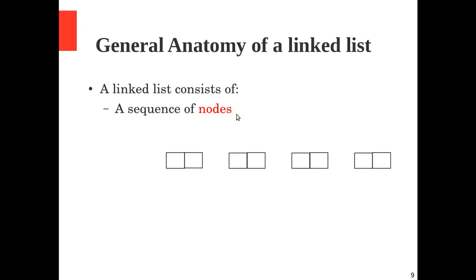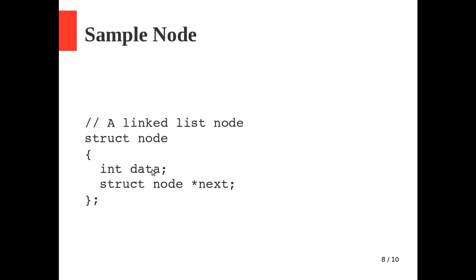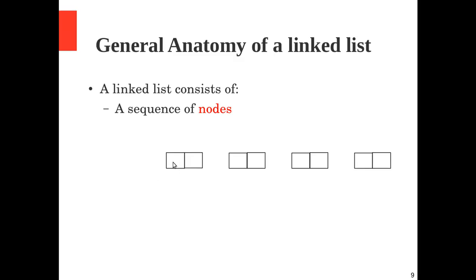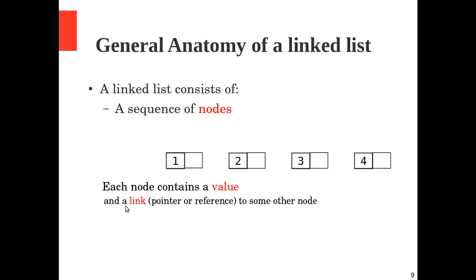Fine. So a sequence of nodes, say for example this is data and this is pointer, so I'm just creating 4 nodes over here. You can see in a great way that 4 nodes are being created. We will see it in a programming style also, how we are going to create this thing. Fine. So each node contains a value, because we have defined data over here. You can see this is data and it might contain a value, so each node contains a value. That is 1. I am just putting 1, 2, 3 and 4 as a value, and a link to a pointer or reference to some other node.